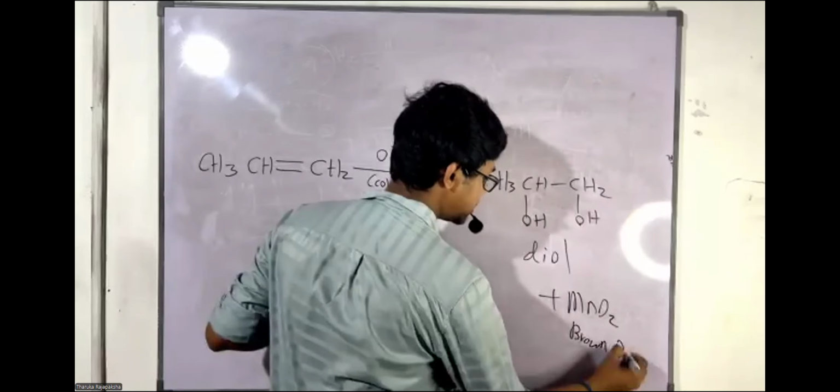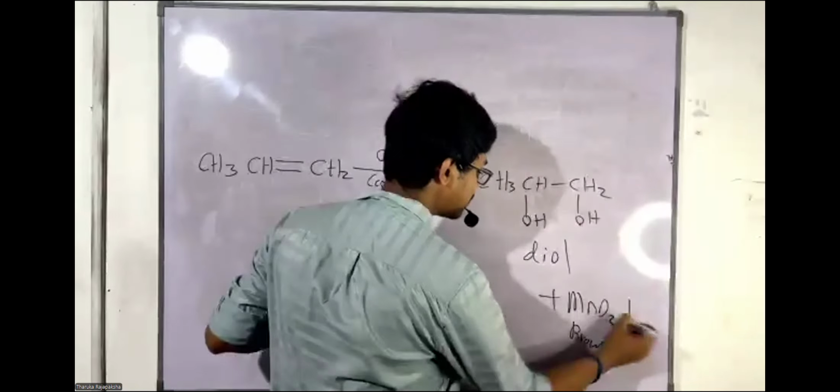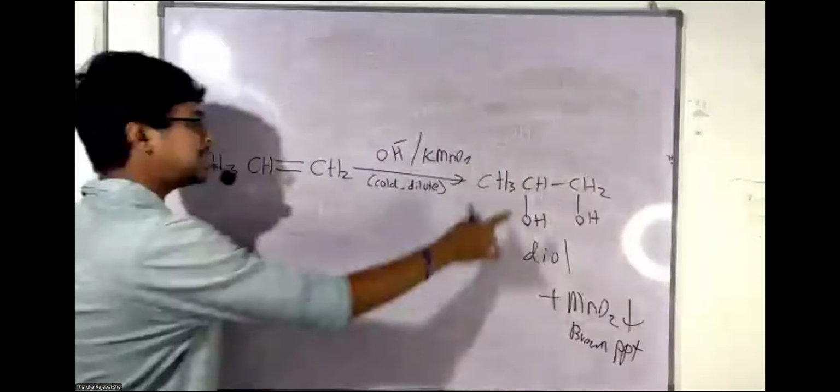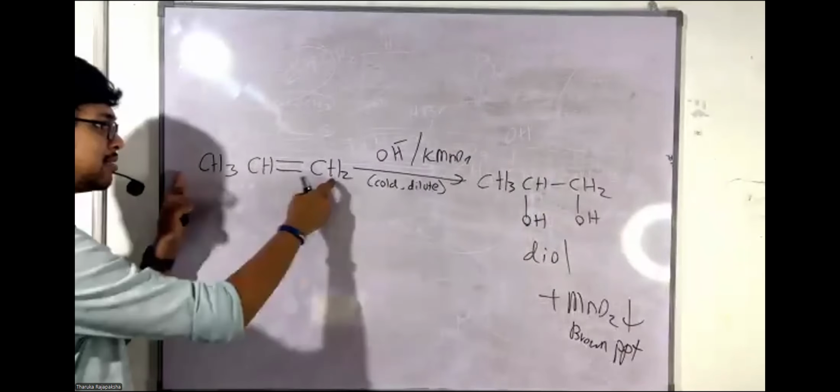So in conversions, you don't write MnO2. You just write only this product. So you have this, you have that.